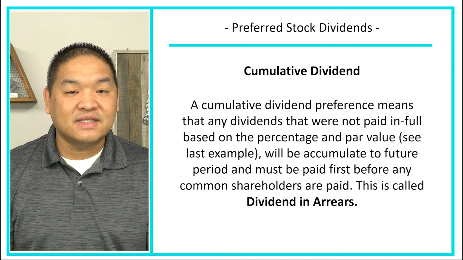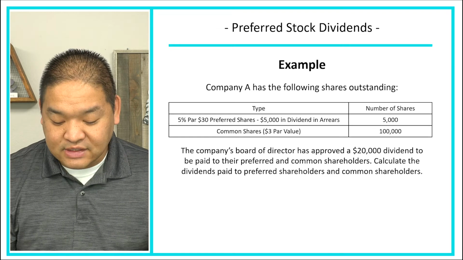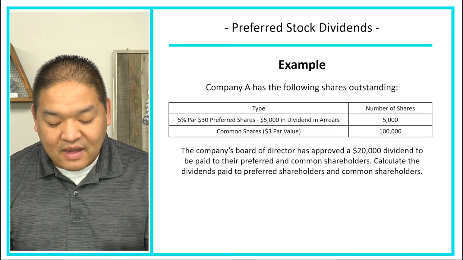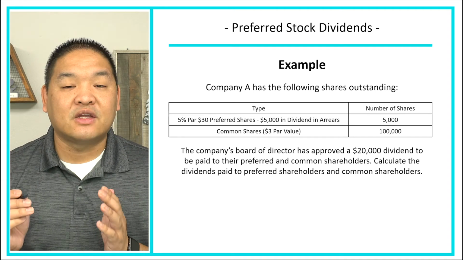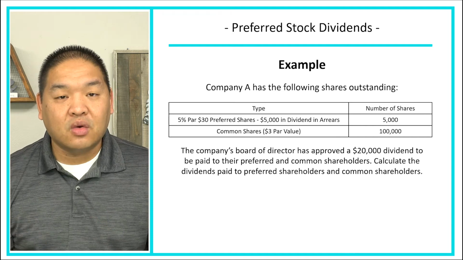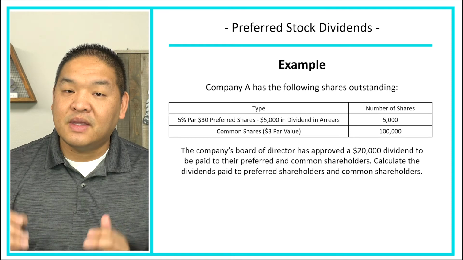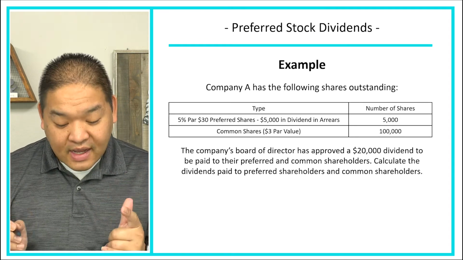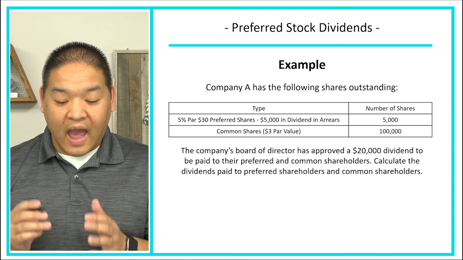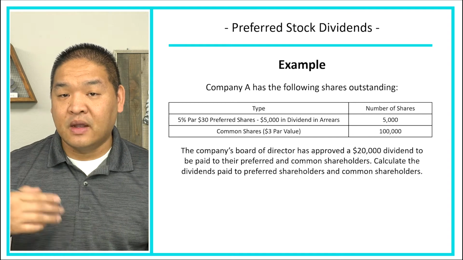So let's take a look at an example that has to do with a cumulative dividend preference. Company A has the following shares outstanding. Notice that we have the same thing, but the only difference here is that there's $5,000 in dividends in arrears, which means that the preferred shareholders didn't get $5,000 of their dividends in a prior year. So we're going to have to make it up this year because the board of directors has approved $20,000 in dividends. We need to see how much of that $20,000 goes to preferred shareholders versus how much goes to common shareholders.